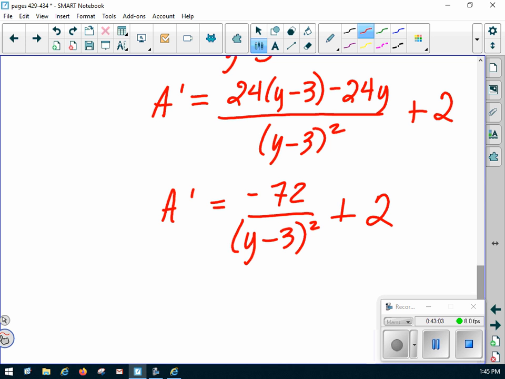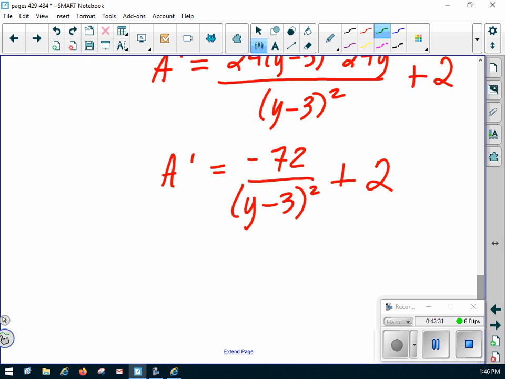Sorry? I distributed right here. 24y minus 24y is 0. And there's your negative 72. No. Because that y minus 3 is only multiplied by that 24 and not by this. It has to be a common term to the whole thing.